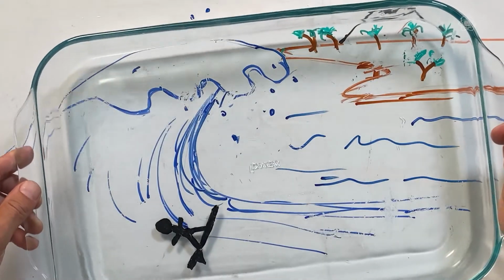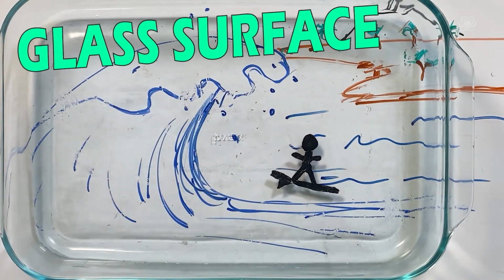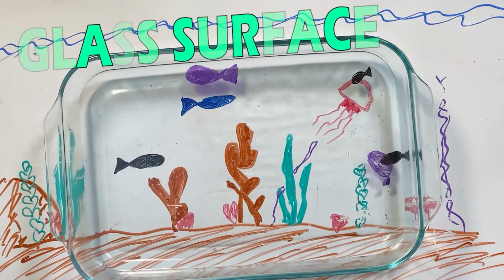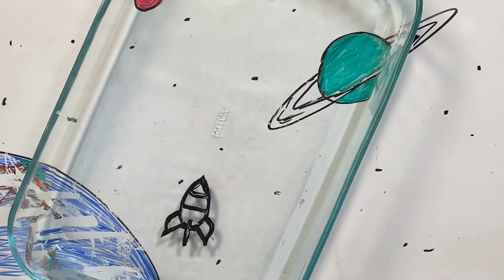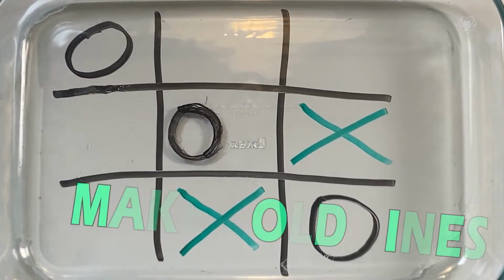All right, I'll show you some cool things you can do with it. Now, you want to draw on a smooth glass surface, something that's not porous. And you can be super creative. You can have different colors, you can have different drawings, but the thinner the lines, the harder it is to keep the picture together when it comes off the bottom.